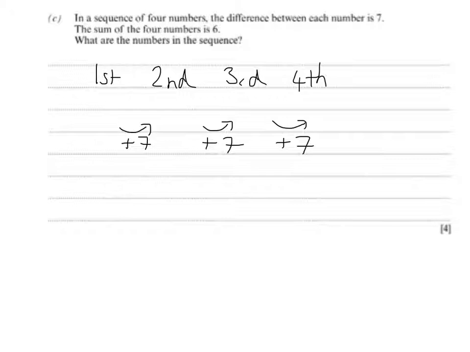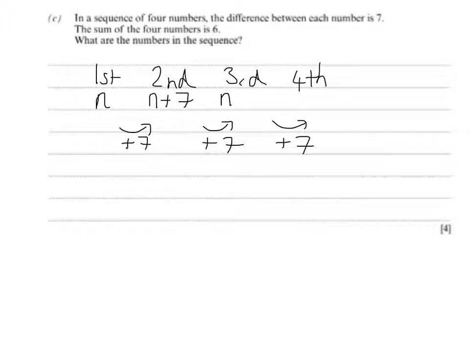If I call my first number n, so that's my starting number. I don't know what it is yet, but I want to work it out. To get to my next number, I add 7. So my second number would be n plus 7. To get to my third number, I add another 7. So n plus 7 again.